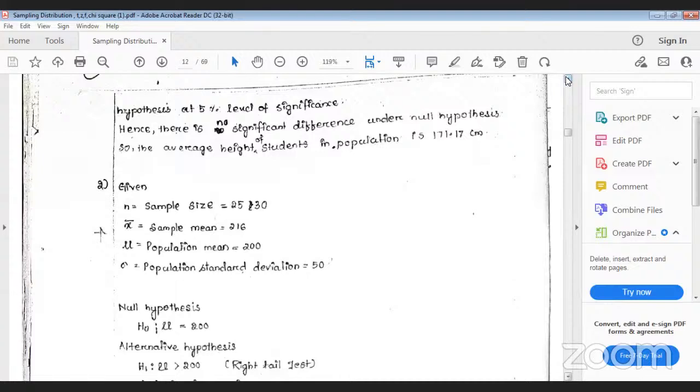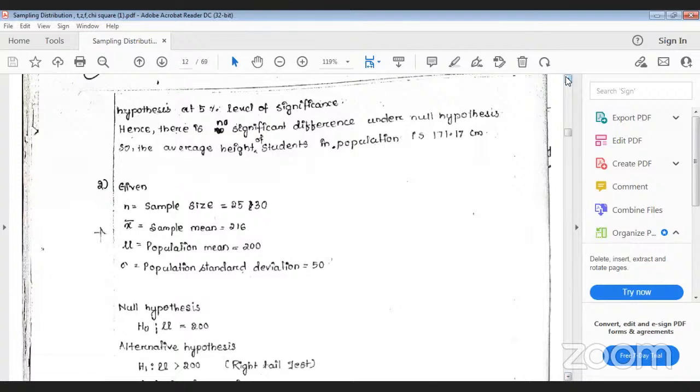You only have to calculate the value, that is your calculated value, x bar minus mu divided by sigma by root over of n. After using that formula, you will get the result, that is your calculated value. But the tabulated value, if this type of problem comes in the exam, they should provide you the tabulated value. At 5% level of significance, the tabulated value is different. At 1% level of significance, the tabulated value of Z, with two tail test, right tail test, left tail test, is different.